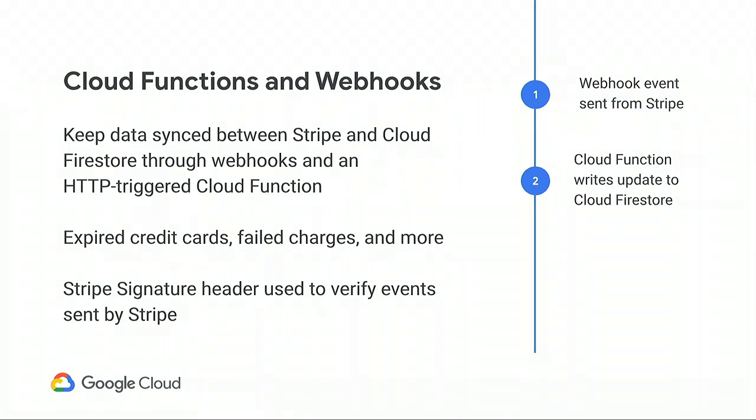Most payment processors are going to offer you some kind of webhook, an ability to trigger an endpoint when something happens within the payment processor. So in terms of Stripe, this could be pretty much anything. This could be when a payment goes through, when a payment is declined, when a refund happens, when a new customer is created, when a new card is created. They have a whole list of things that you can trigger endpoints from. So again, expired credit cards, failed charges, and stuff.